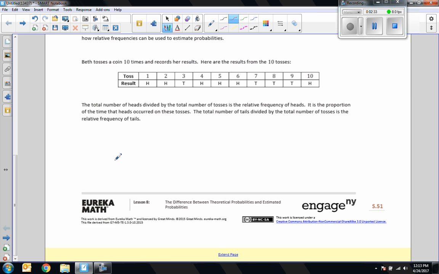The total number of heads divided by the total number of tosses is the relative frequency of heads. It is the proportion of the time that heads occurred on these tosses. The total number of tails divided by the total number of tosses is the relative frequency of tails. As you can see here, there were 6 heads, 4 tails.